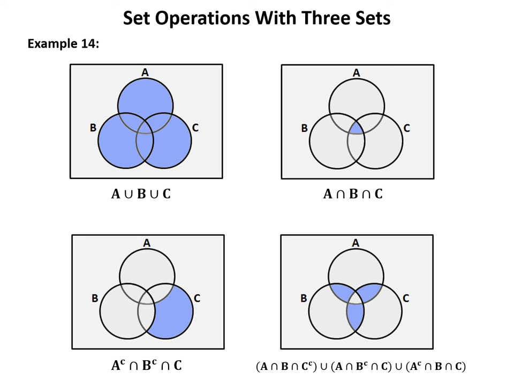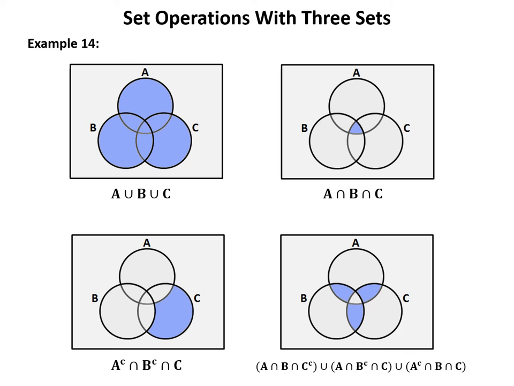Now we look at set operations involving three sets. In example 14, we have four Venn diagrams, each with three overlapping sets A, B, and C drawn inside. Each diagram has a caption underneath, and the corresponding area in the Venn diagram is shaded in blue. We start with the diagram at the top left, which is A union B union C. That's just the union of all three sets, so we see shaded in blue the full coverage of the circles for A, B, and C.